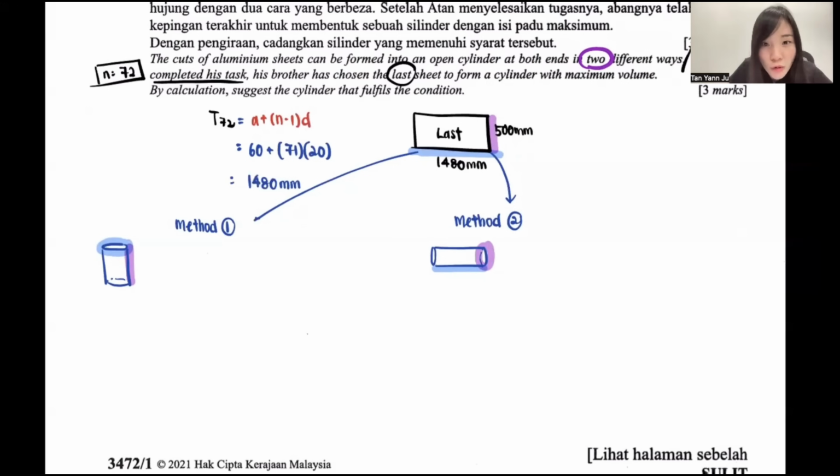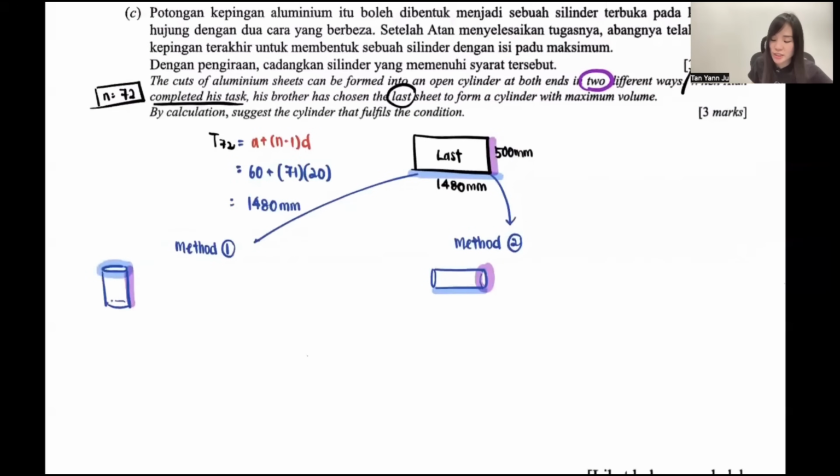So how do we know which one is correct? They say by calculation, suggest the cylinder that fulfills the condition. Then what is the condition? Do you read the question? The question says they must come with the maximum volume. So you know these two things you want to compare, the only thing you can compare is based on the volume. So volume formula for a cylinder is pi r squared h. To survive with this, you must have the r and the h.